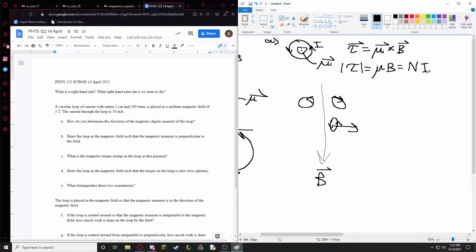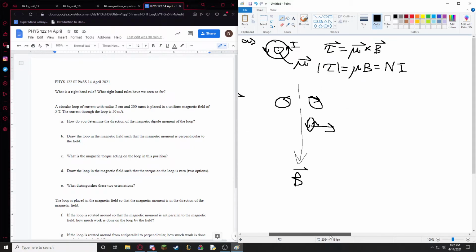What's the area of a circle? 2 pi r? No, that's circumference. My bad. Pi r squared. Yeah, pi r squared. So the torque is N I pi r squared B. We could plug in all the numbers, but I'm sure you guys can do that. So that's the magnitude of our torque.